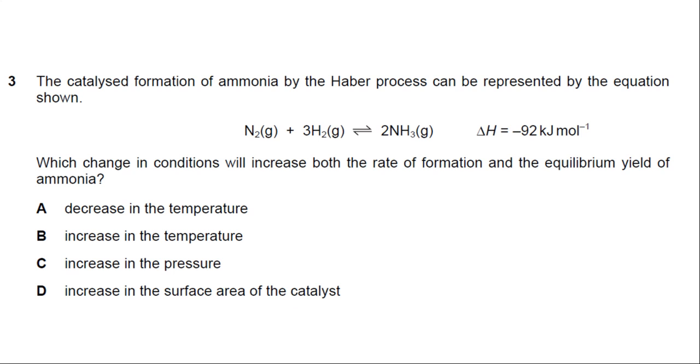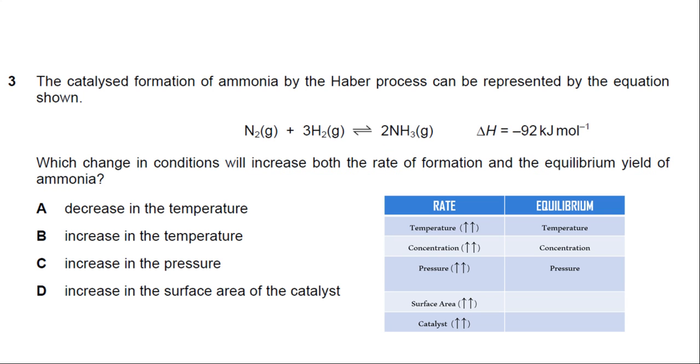Question number 3. The catalyzed formation of ammonia by the Haber process can be represented by the equation shown. Which change in conditions will increase both the rate of formation and the equilibrium yield of ammonia? So one important thing to note over here is this table. If you can memorize it, it's going to be fantastic. The rate depends on the temperature, the concentration, the pressure, the surface area, and the catalyst, and it has a direct relationship with all of them.